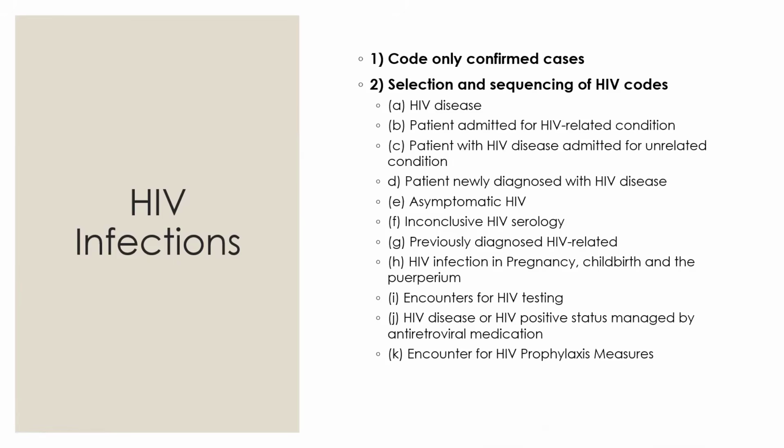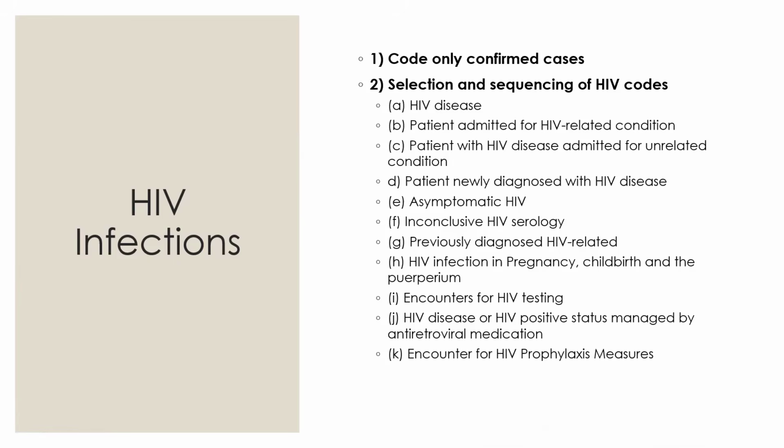When this changes is when we involve the pregnancy, childbirth, and puerperium. Chapter 15 always takes sequencing priority. Therefore, in a patient during pregnancy, childbirth, or the puerperium with documented HIV disease, a code from O98.7 should be coded with B20 as a secondary code. If a patient presents during pregnancy, childbirth, or the puerperium with documented asymptomatic HIV infection, you will still code O98.7, but then you will code Z21 instead of B20.